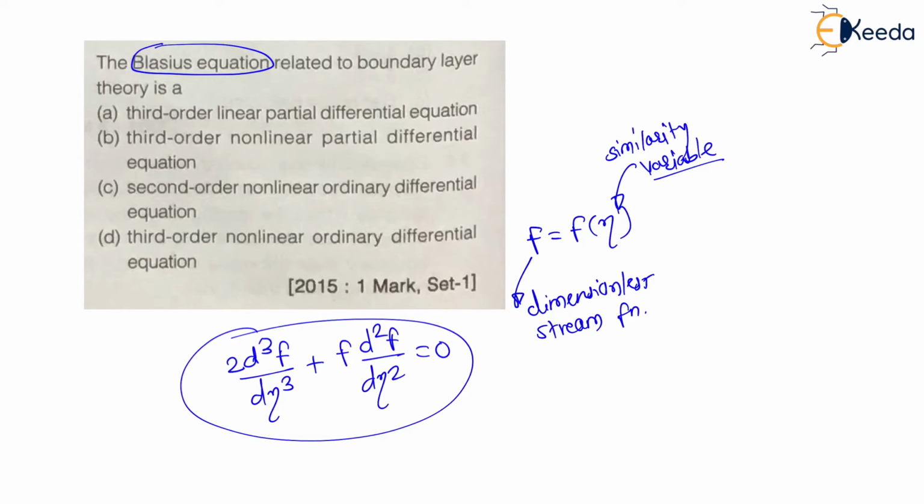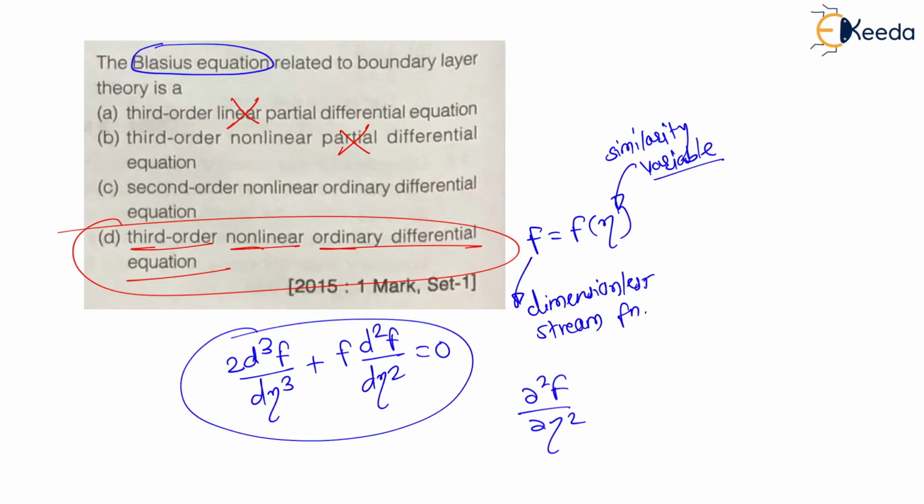But again, it is a third order non-linear ordinary differential equation. Remember, it is non-linear. It is not partial; it is not written in the form of dou. Partial means dou 2 f divided by dou eta square like this, right? It is not written in partial form. It is not linear, it is not partial, it is a third order non-linear ordinary differential equation. Therefore, my dear students, for this question, option D is the correct choice.